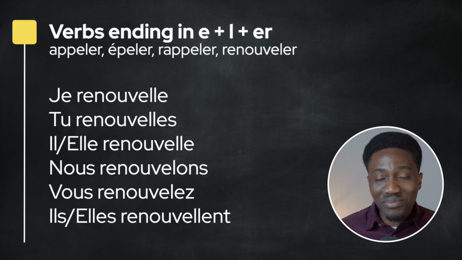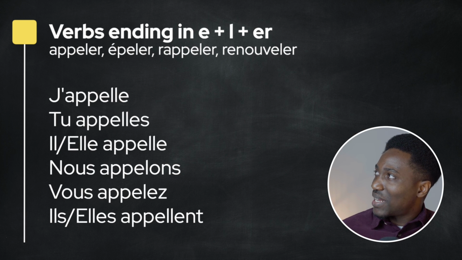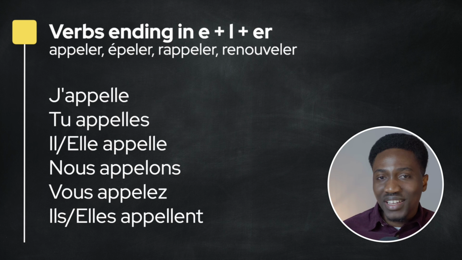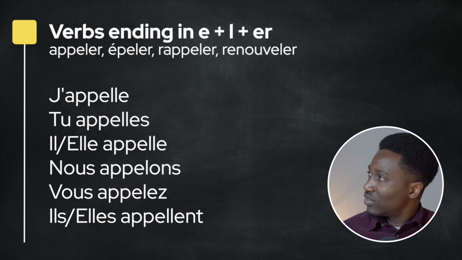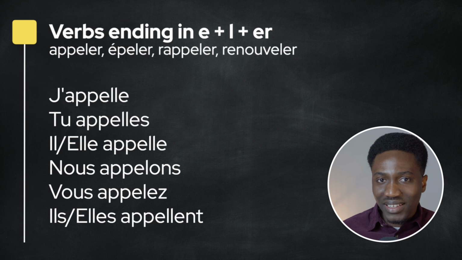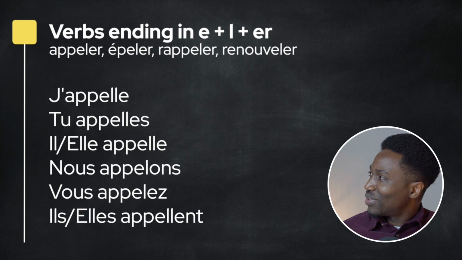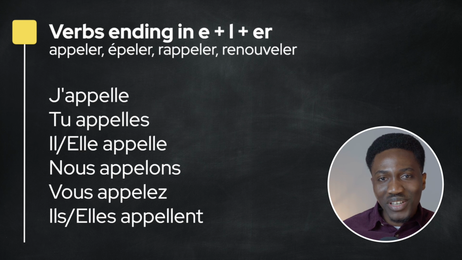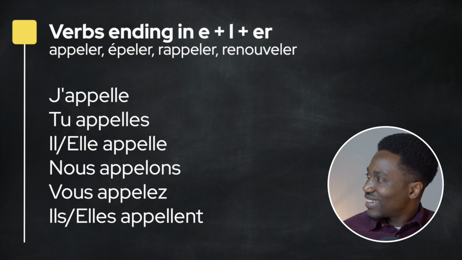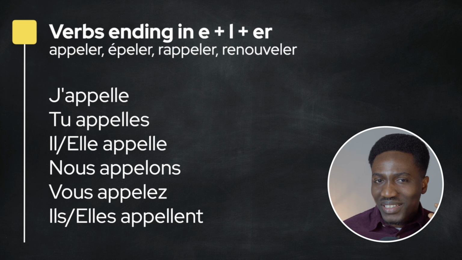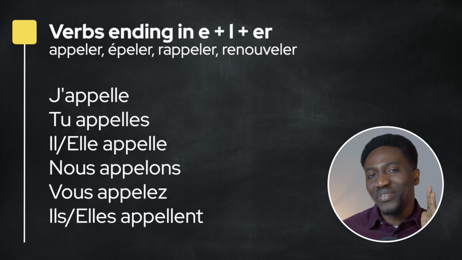Okay? Same thing for rappeler or appeler. Let's conjugate appeler. Okay, so we say j'appelle, tu appelles, double L, il ou elle ou on appelle, double L. But for nous and vous, a single L, okay? Nous appelons, vous appelez, and for ils ou elles, double L. Okay, so only for nous and vous will you have a single L.